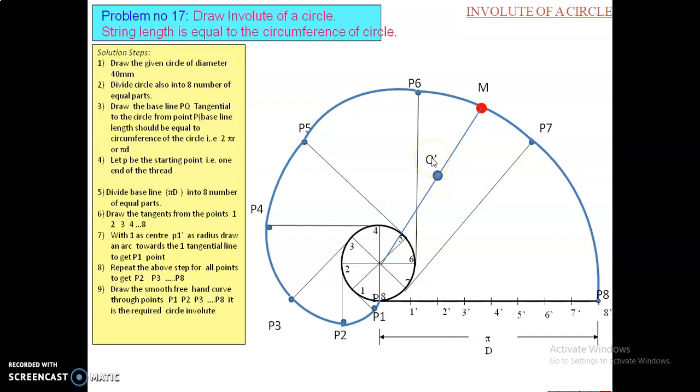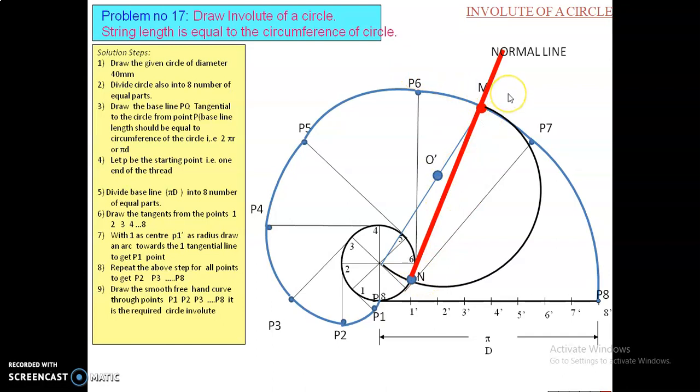Now O dash is the center point, and O dash M is the radius. Draw the semicircle like this. This semicircle will cut your circle at a particular point, that is point N. Join N and M. This is your normal line. Perpendicular to this line, draw one line, that is your tangent. I hope you understand.